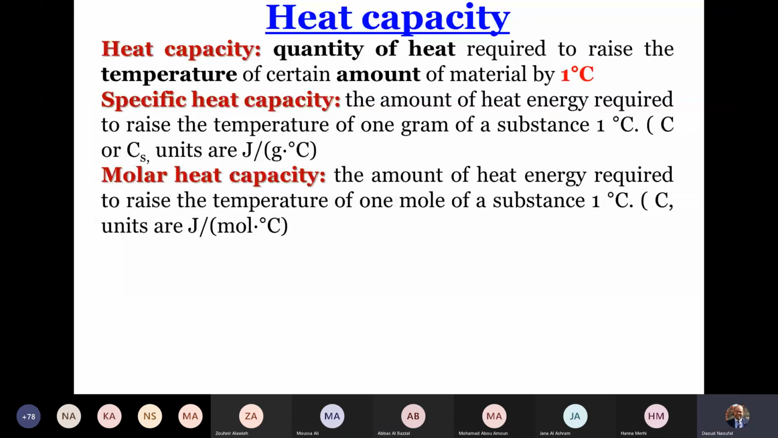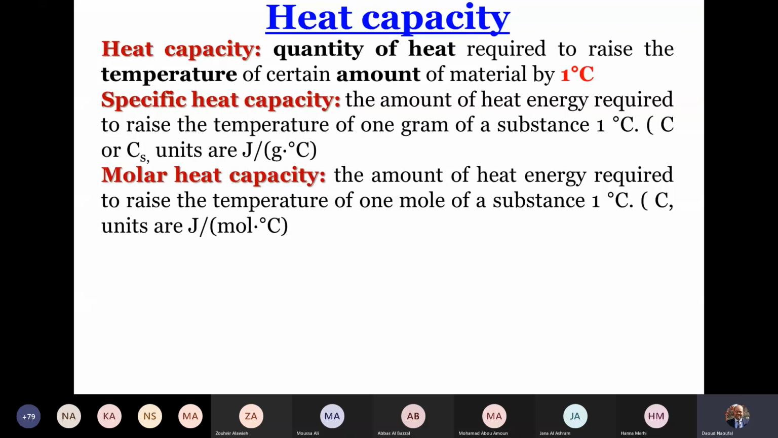What is the molar heat capacity? I consider 1 mole of my substance and I increase the temperature by 1 degree. The energy absorbed from the surrounding to increase the temperature by 1 degree per 1 mole of substance, this is the molar heat capacity.